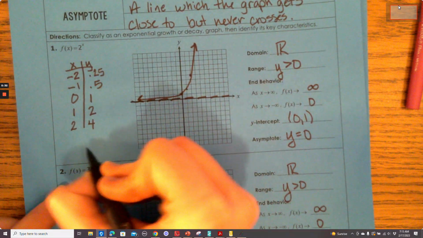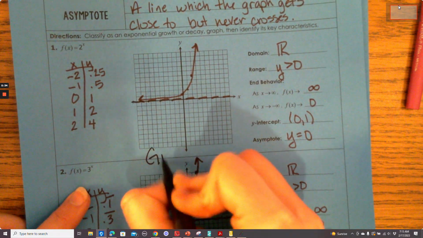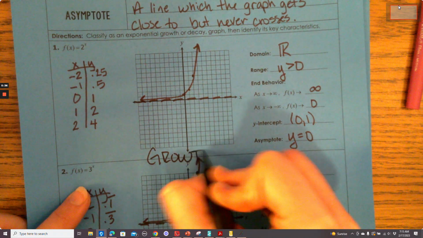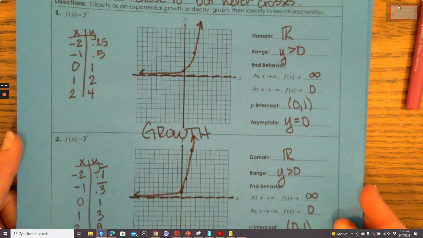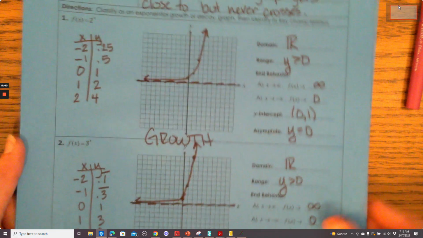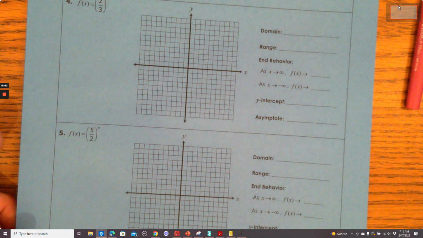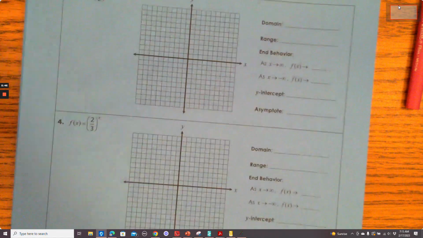So these are both growth. So I'm just going to write growth in between them here. These are both exponential growth. All right, on your second page, we've got some different ones here.